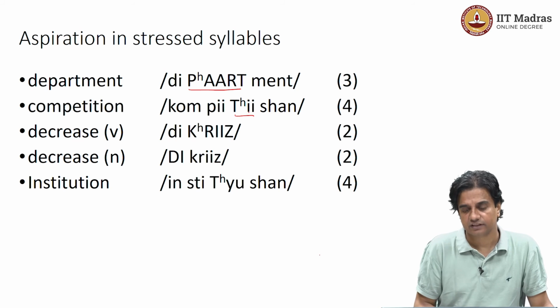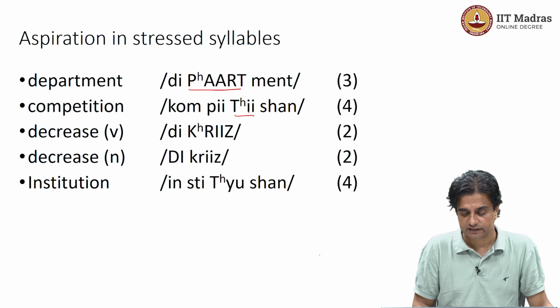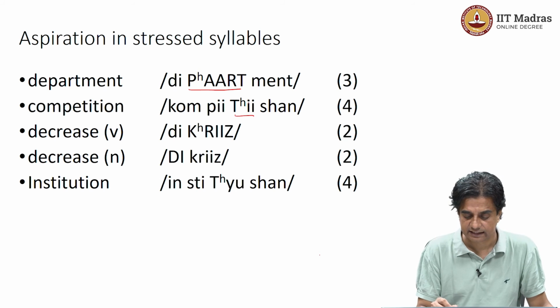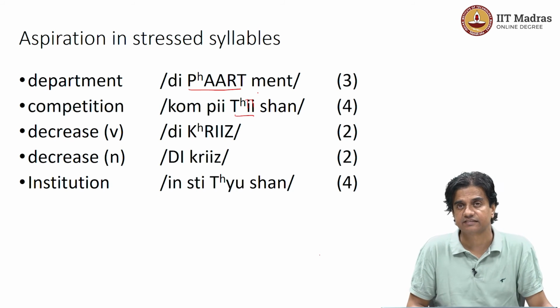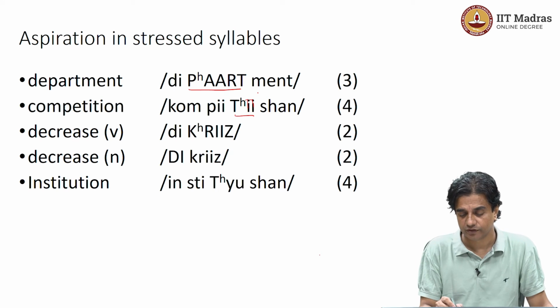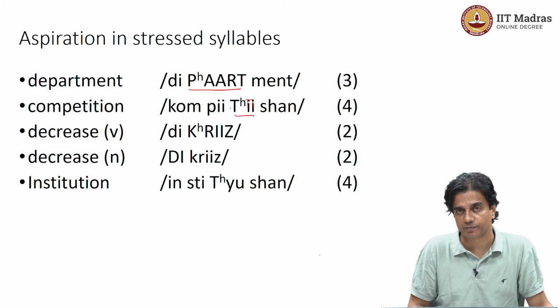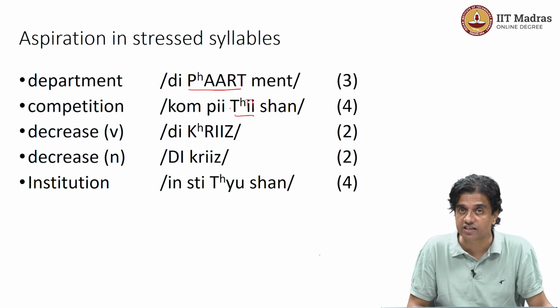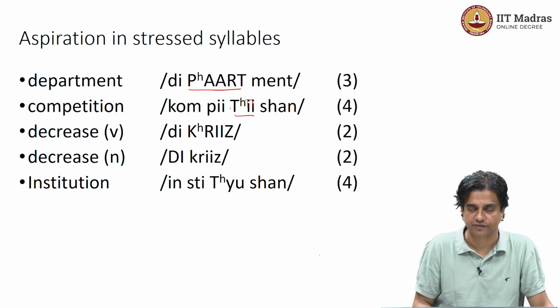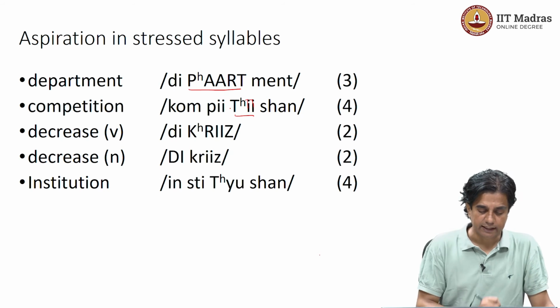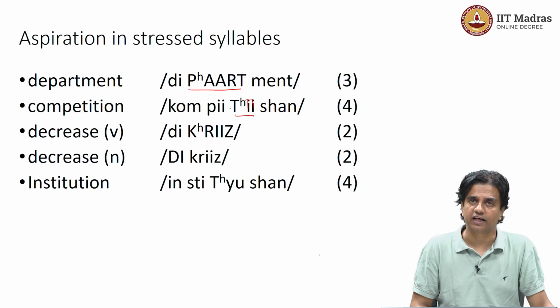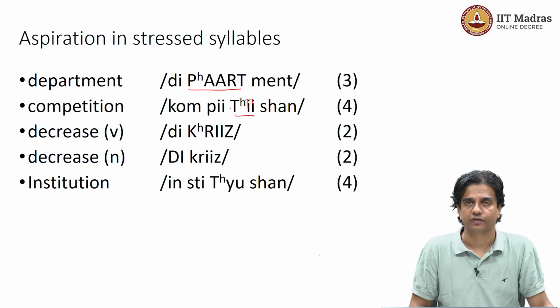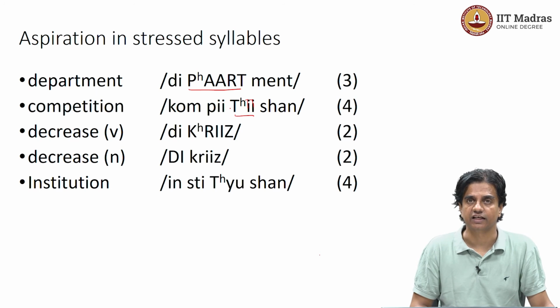The third syllable is getting stressed, and therefore ta at the syllable initial position in this syllable is getting aspirated. Competition, four syllables in this word. The next two words are important for us to look at. We have discussed these two words earlier as well.